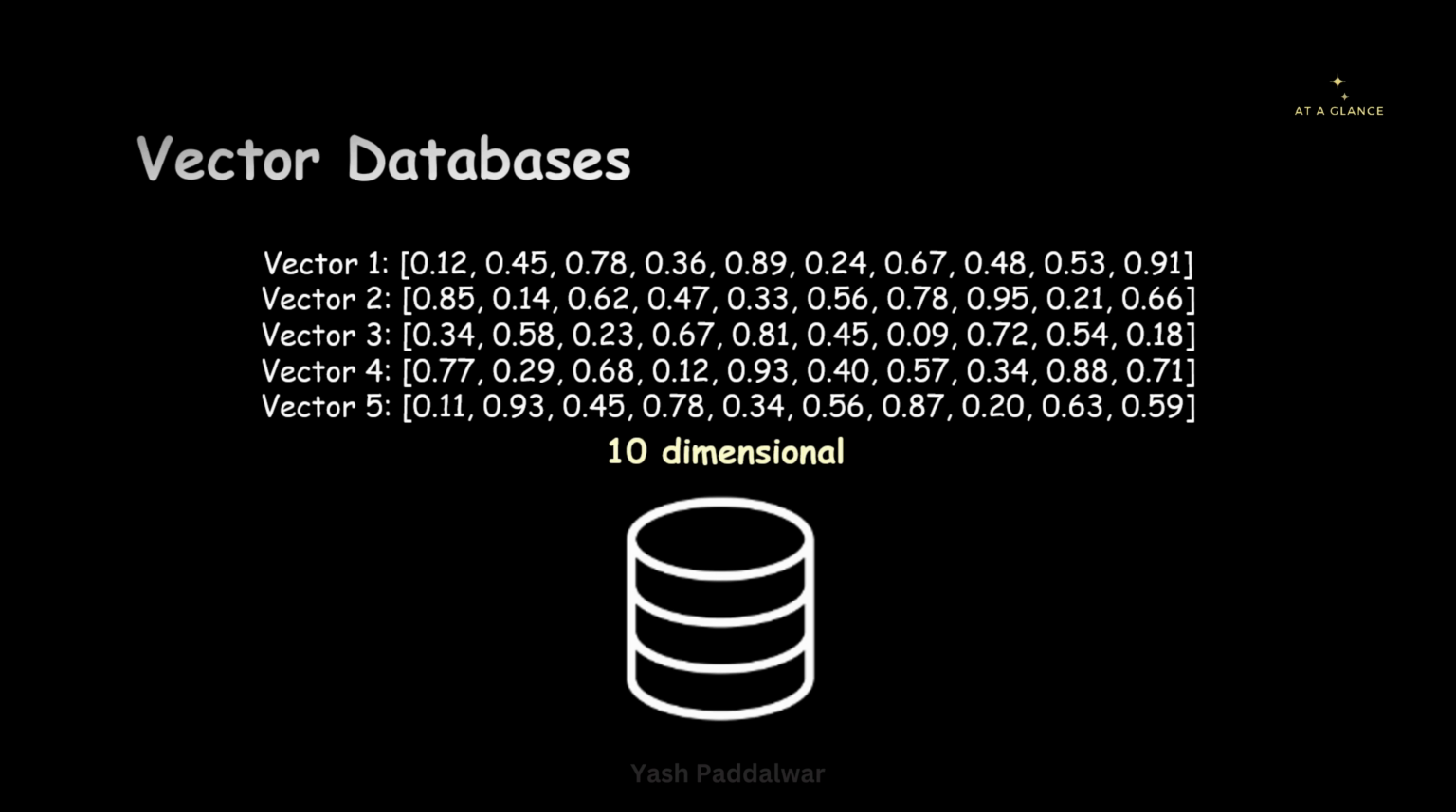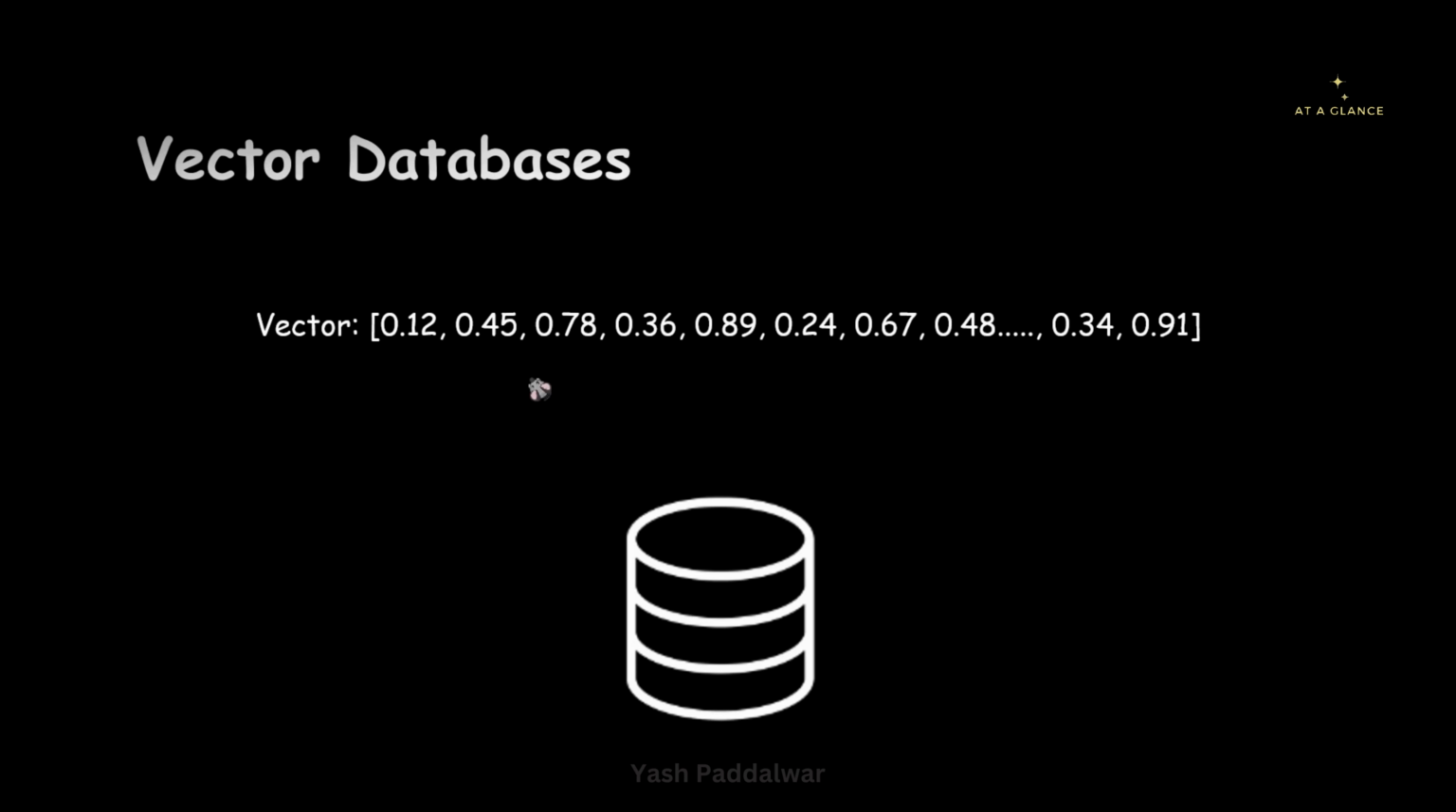But what about different cases? Let's see them one by one. The first case is when you have a vector with multiple dimensions. Let's say we take 1000 to 2000 dimensions or more. This vector is a 1000 to 2000 dimensional vector. It can be more than that too.